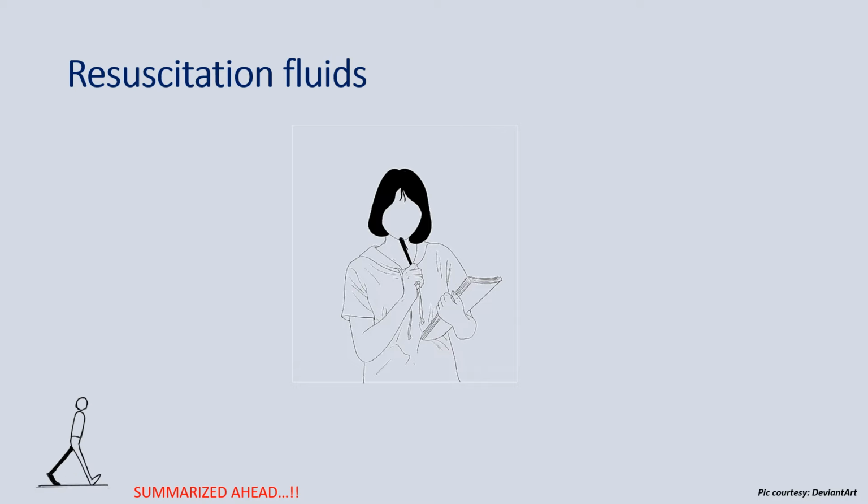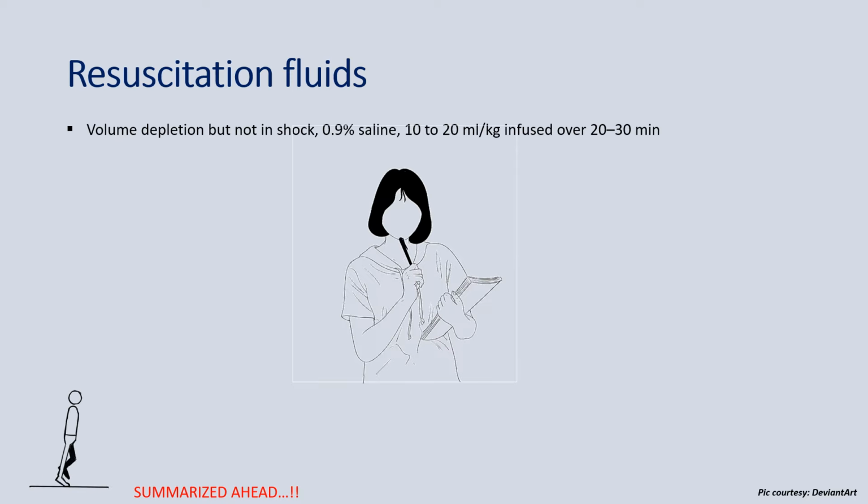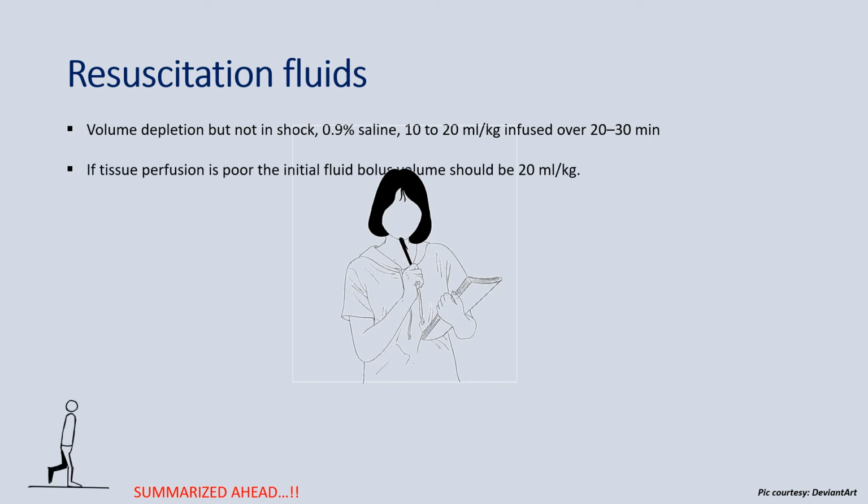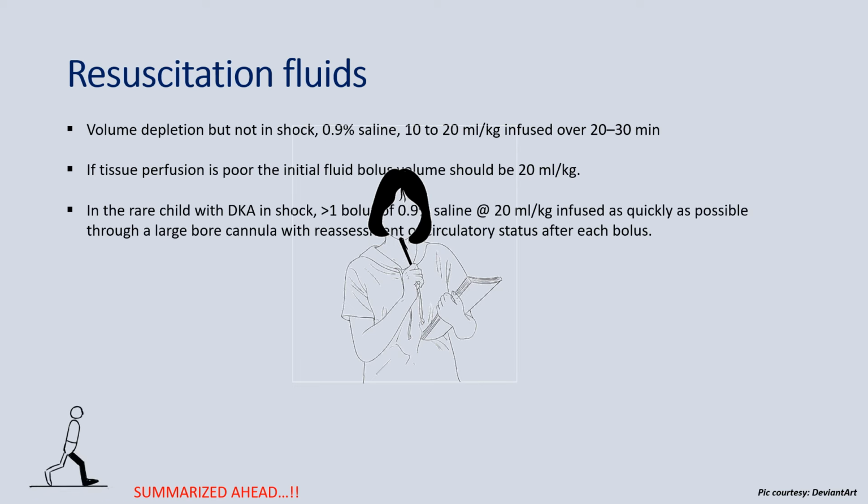There are some important practice points which we must remember while giving resuscitation fluids, which I wanted to highlight here because every one of us is managing these cases. Volume depletion but not in shock: give 0.9% saline 10 to 20 ml per kg infused over 20 to 30 minutes. If tissue perfusion is poor, initial fluid bolus volume should be 20 ml per kg.